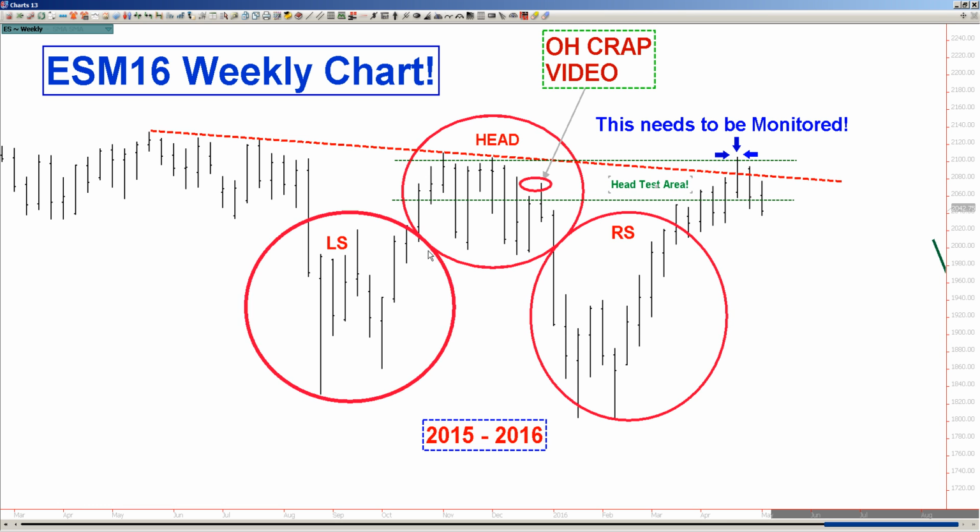So anyway, this Oscarism of a head test tells you that after the left shoulder, head, and right shoulder is made, in many occasions, you will have a little rally, and that rally will take you up to what I like to call the head test area. And if you fail at the head test area, you've got a problem. So it rallies up to the head test area, and I say, oh no, this needs to be monitored.